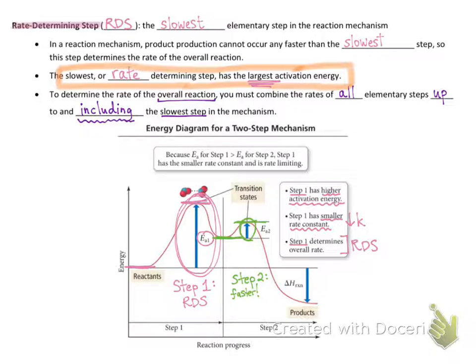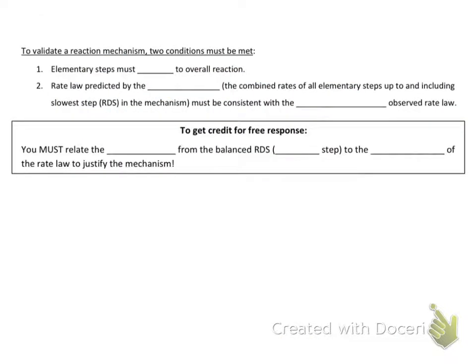Okay, let's see what kind of questions you might answer about this. Many times they will provide you with a reaction mechanism and ask you if it is a valid reaction mechanism for a given overall reaction and rate law. Well, if you want a validated reaction mechanism, there are 2 things you have to check. First, when you add up all the elementary steps, they must sum to the overall reaction. And second, the rate law predicted from the reaction mechanism must be consistent with the experimentally observed rate law.